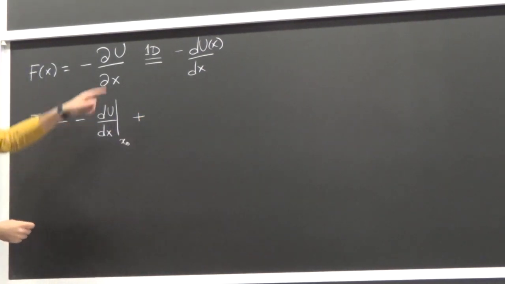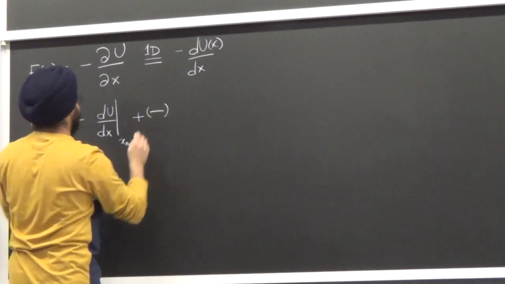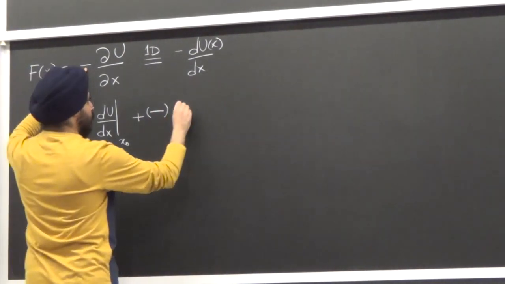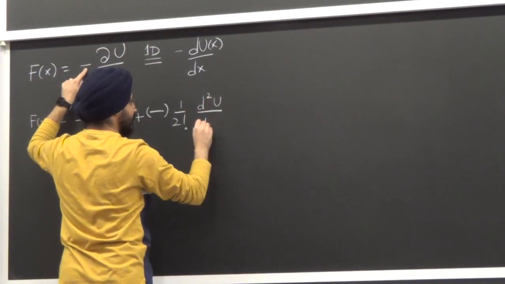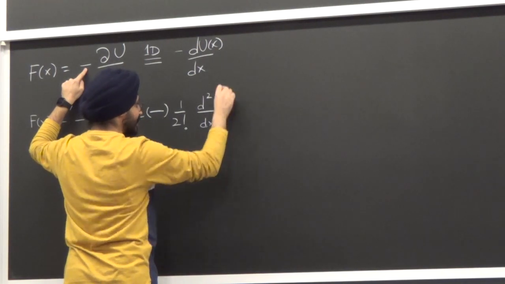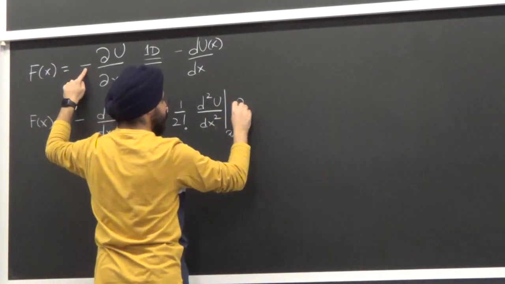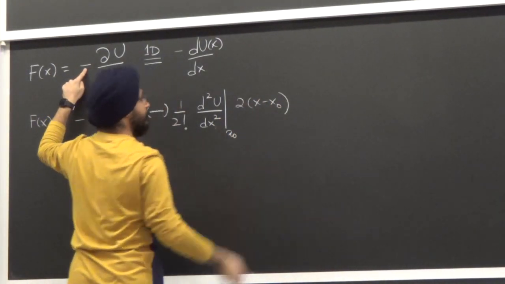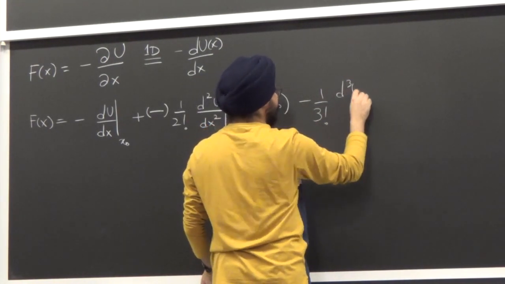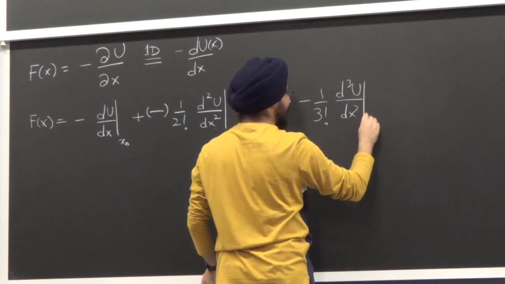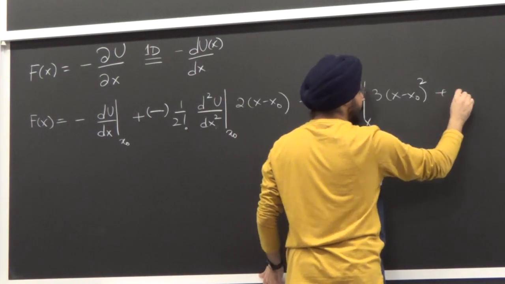Second term. Go to the piece which has a square in the potential. So I have a minus coming in from the definition of the force, 1 over 2 factorial. Again, I have a number, which is d squared u over dx squared at the point x0, times x minus x0 whole squared. Differentiate that, I get 2 times x minus x0. And so on and so forth, minus 1 over 3 factorial. Again, a number, d cubed u over dx cubed at x0, 3 times x minus x0 whole squared, plus and so on.